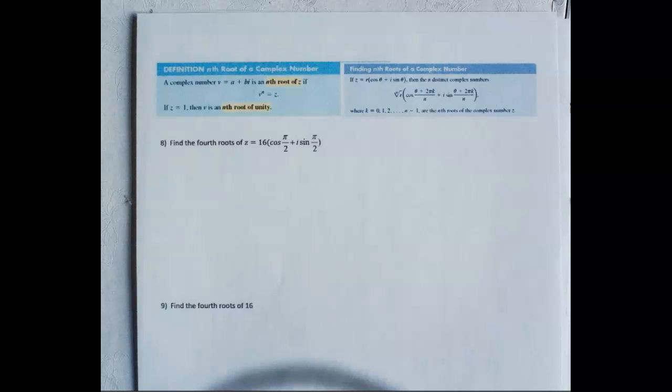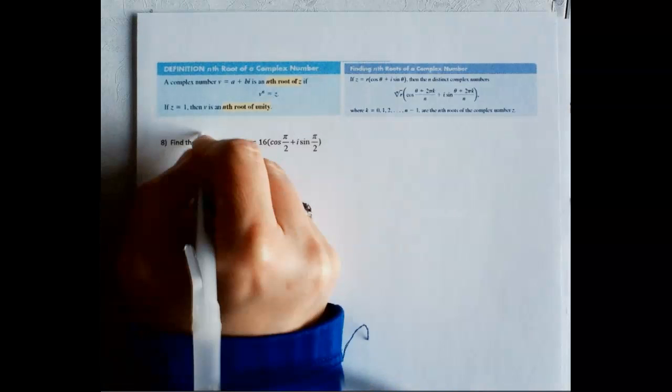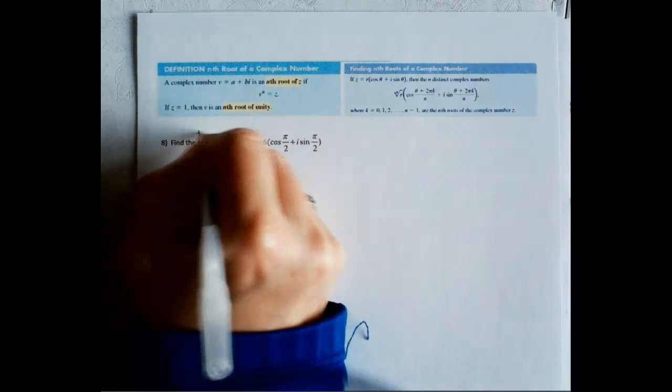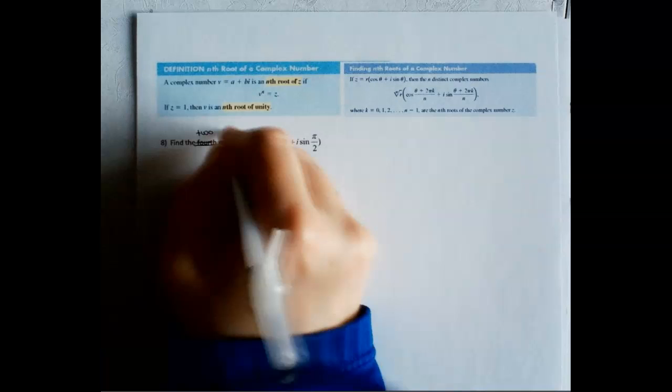Okay, the last operation we're going to look at is taking a root. Let's make this first one a little bit easier. Let's go find the square roots, or the 2 roots of z. Or in other words, like I said, we're trying to take the square root of that.